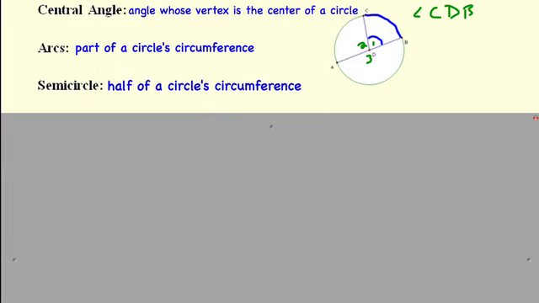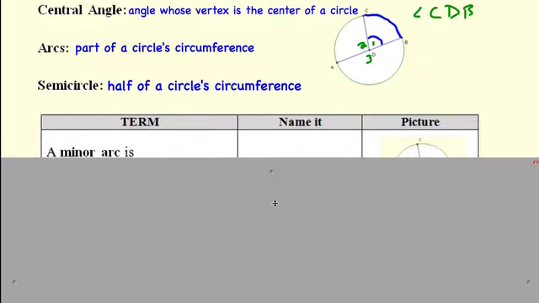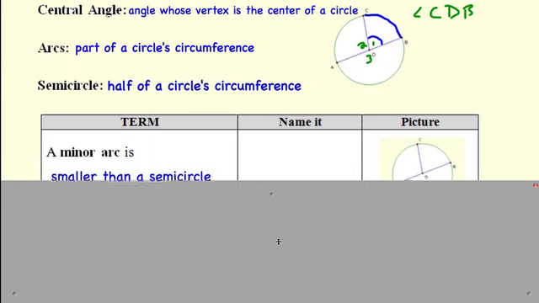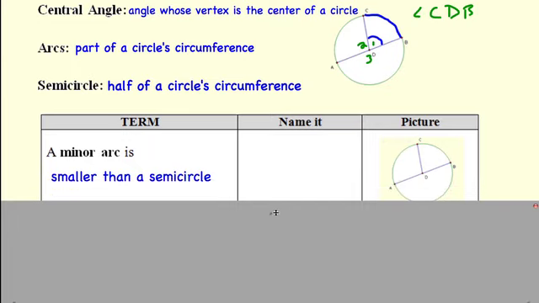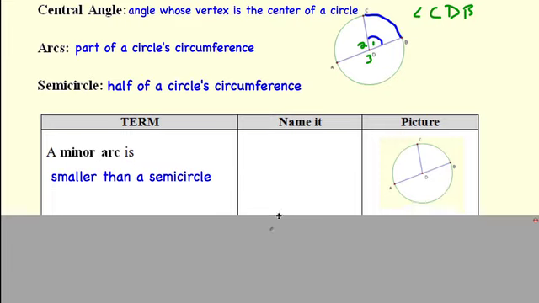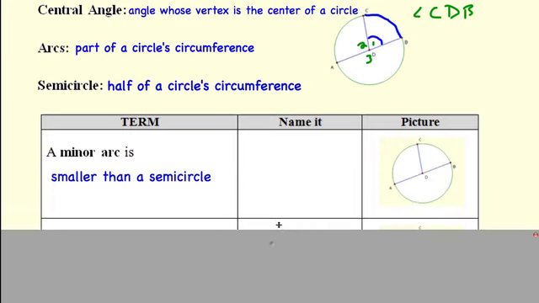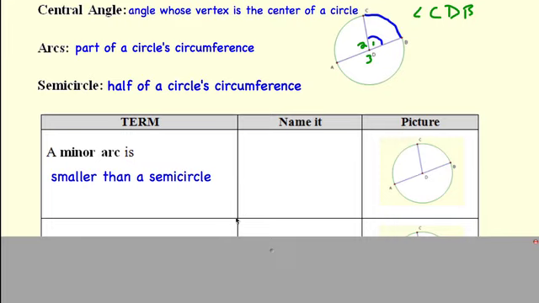Let's see. Alright, so a semicircle is just half of a circle circumference. So it's halfway around the world. Semi means half, so it's halfway around the circle. Excellent. So can we put this into what we're going to call minor and major arcs? So what is a minor arc? It all relates back to a semicircle. If a semicircle is halfway around, then a minor arc is smaller than that.